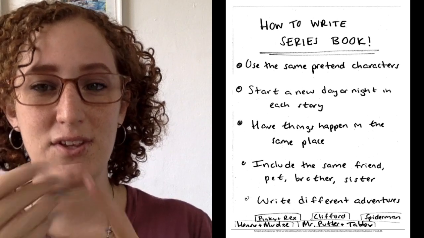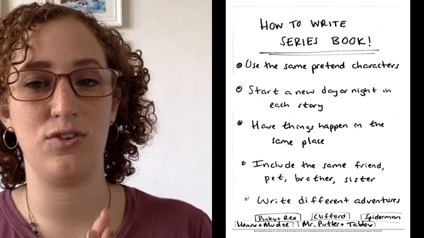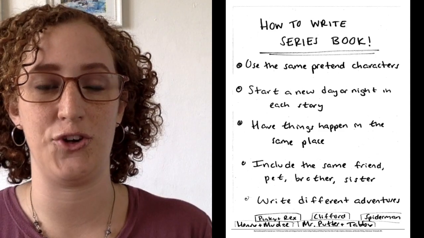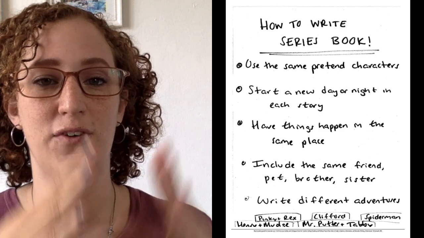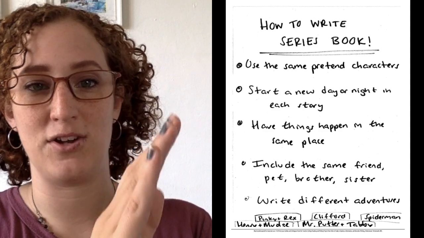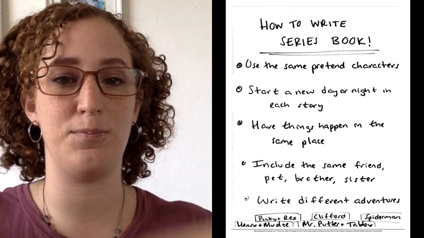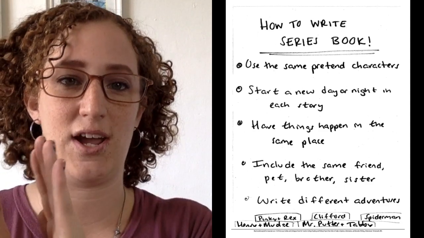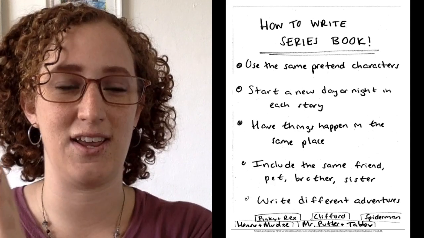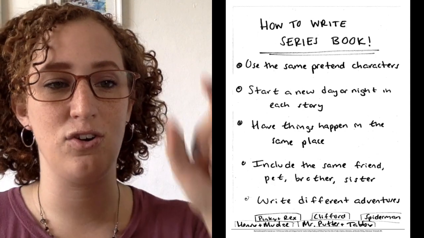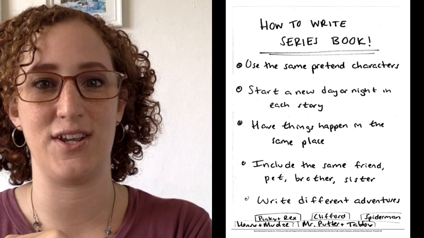But Miss Amanda, now that I know what a series is, how am I going to write my own book series? Well, I'm glad you asked. Let's take a look at this chart to help us. So this chart is telling us that we need to use the same pretend characters throughout each book. The Magic Tree House has Jack and Annie. And then in the next book of Magic Tree House, it also has Jack and Annie. And then the next book it has Jack and Annie. So you're going to want to use the same pretend characters for each book in your book series.